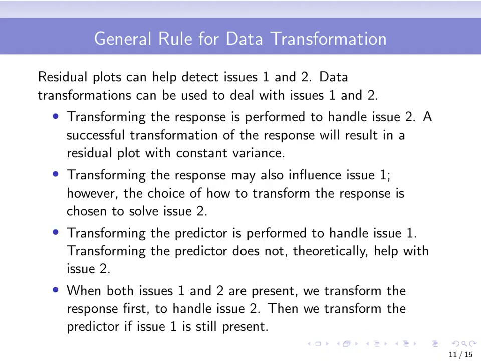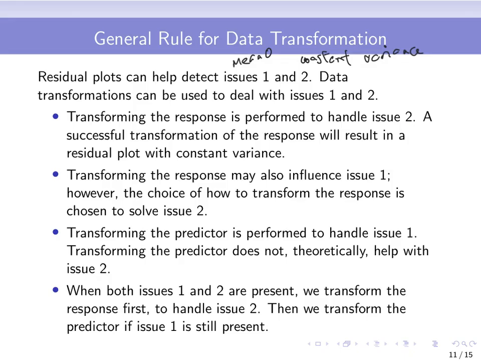So, some general rules for data transformation. Residual plots can help us detect issues 1 and 2. As a quick reminder, issue 1 is whether the average of the errors is 0, and issue 2 is whether the variance of the errors is constant. Residual plots can help us detect these two issues, and data transformations can be used to deal with them. So transforming the response variable is performed to handle issue 2, the constant variance issue.